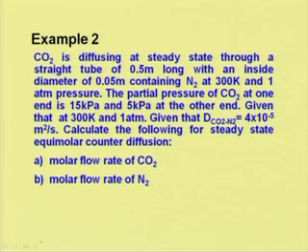Now, let us have an example where the equimolar countercurrent diffusion is occurring. Consider the similar gas as we have considered in example 1. CO2 is diffusing at steady state through a straight tube of 0.5 meter long with an inside diameter 0.05 meter, which contains the nitrogen gas at 300 Kelvin and 1 atmosphere pressure.